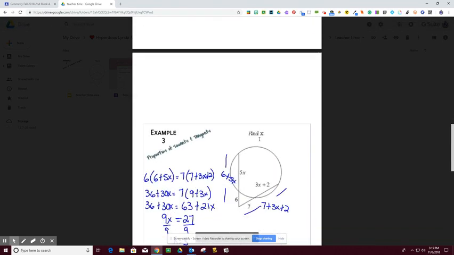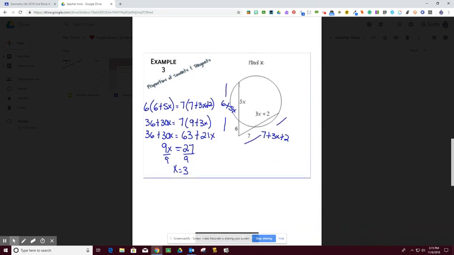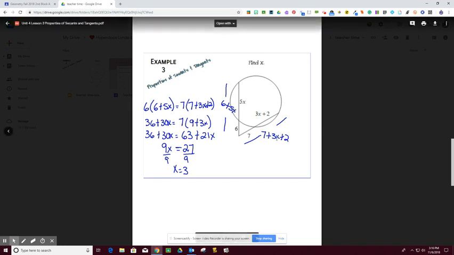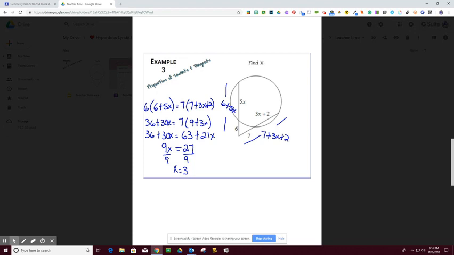In example 3, you'll notice that I have two secant segments. The whole secant segment times the outside part is equal to the whole secant segment times the outside part. This whole secant segment is 6 plus 5x. This one is 7 plus 3x plus 2. So what I'm going to do is, in my first line of equation, set everything up. And then I'm going to distribute.